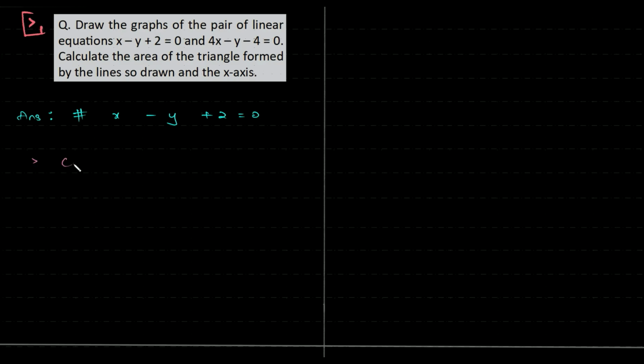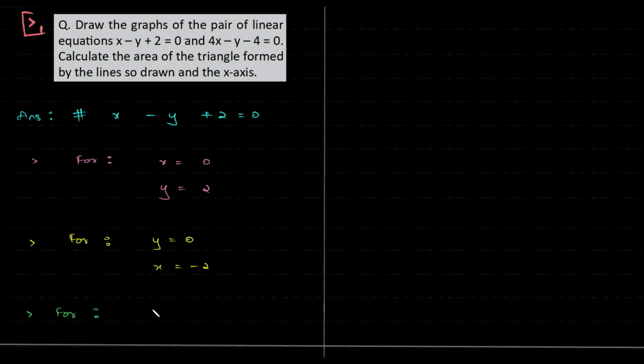Now let's take x is equal to 0. For x is equal to 0, if I transpose, y will be equal to 2. And for y is equal to 0, x is minus 2. Then we'll just need one more.